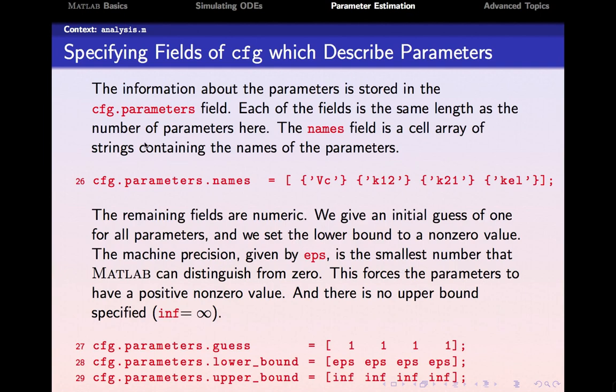Remember that cfg also has to have a parameters field, and this is where we store information about the parameters. So my parameters are going to be VC, K12, K21, and KEL. I'm going to set my initial guess as all ones because I have no idea what these parameters should be right now. I'm going to set my lower bound at epsilon, which means they're all going to be positive, and I'm going to set my upper bound at infinity, which means they can have any upper bound that they want.